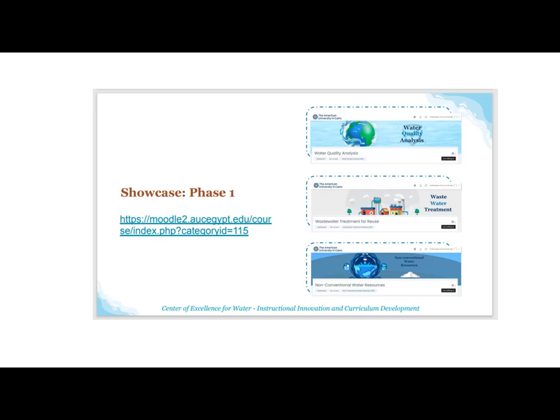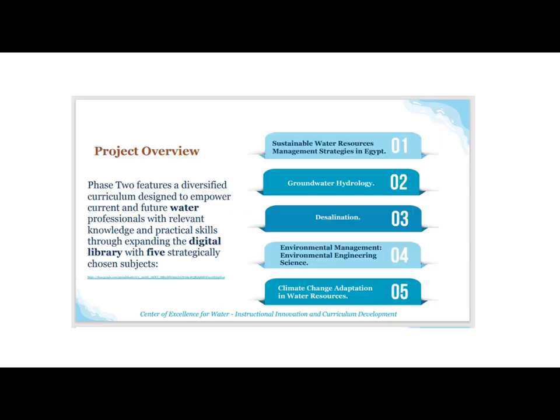In phase 1 of the project, they developed 3 e-learning courses with different setups: one on water quality analysis, another on wastewater treatment, and the third on non-conventional water resources. However, for the second phase, which we are working on, they made a poll to choose out of the developed 18 courses the first 5 that have to be converted to e-learning, and I was fortunate enough to have 2 courses in the list.